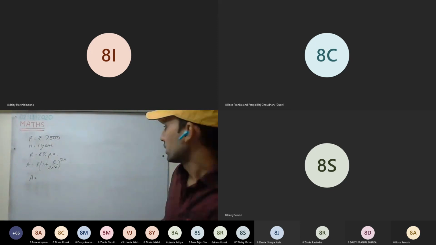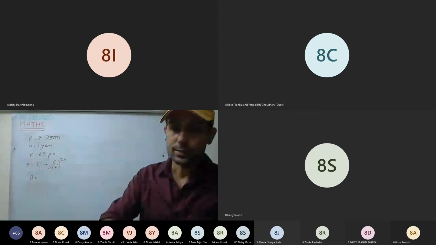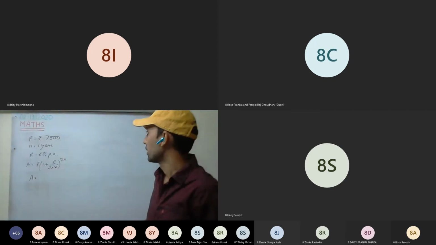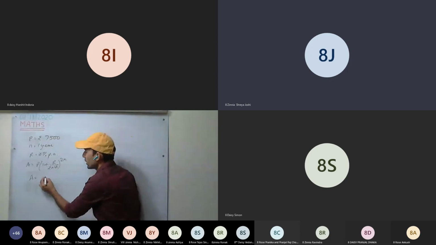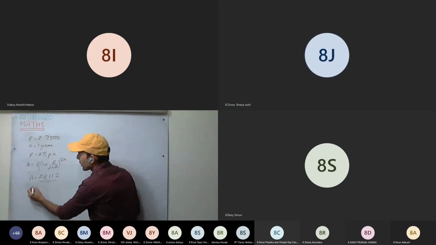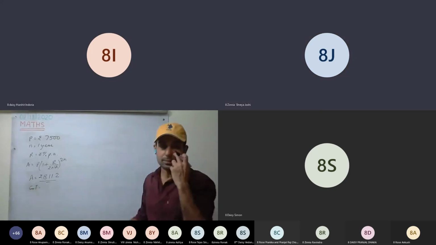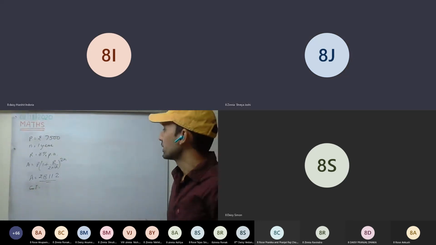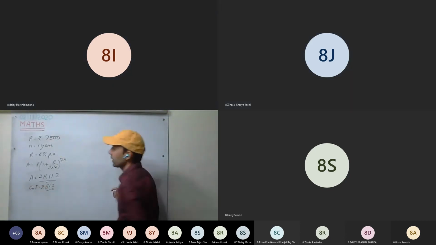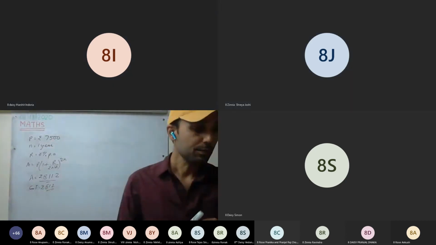Okay, so now see here how much amount we are getting. 8,112 rupees. This was the amount. Now calculate the compound interest. Subtract them. 612. Good. Now read the next question.